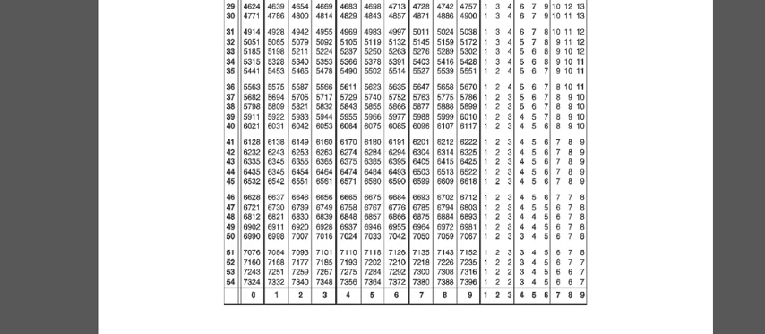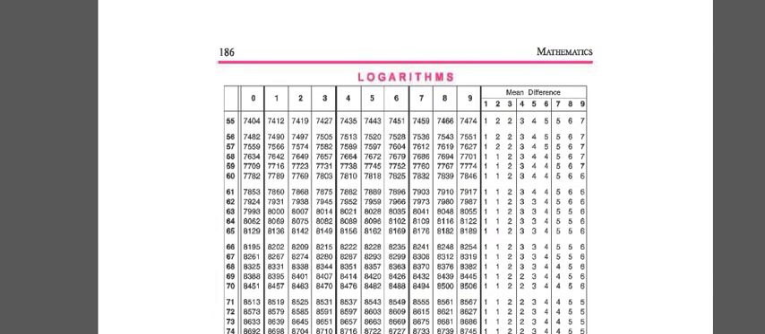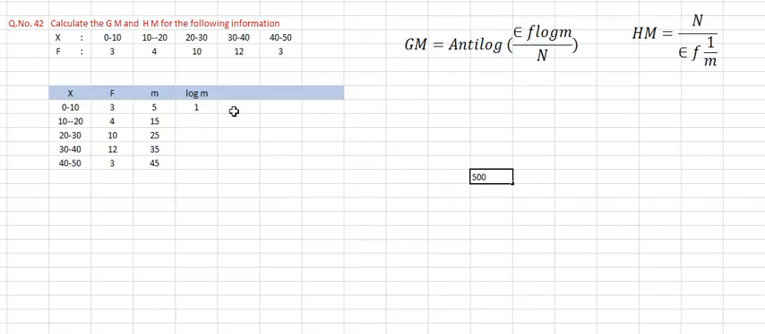The table is like this. You have to find 500. What is the value for the logarithm of 500? See, 500 is this one, 6990. So the answer is 0.6990.